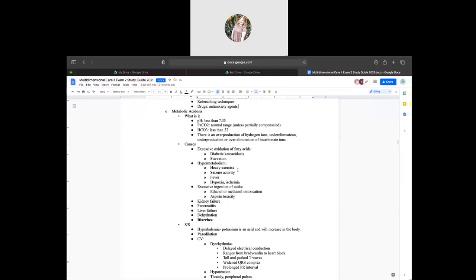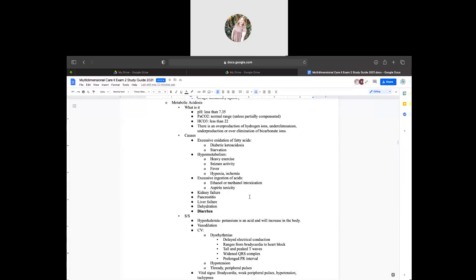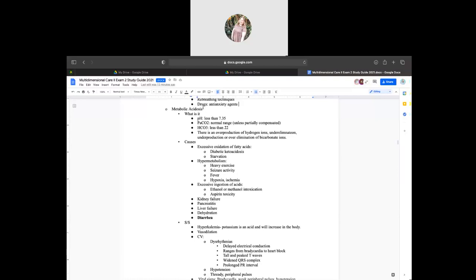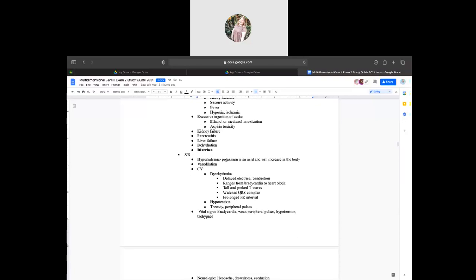It can also be caused by kidney failure, pancreatitis, liver failure, dehydration, and diarrhea, which is going to be key, because when you have excessive diarrhea, you're losing too much base. If you're losing too much base, it's going to be placing your body more into an acidic state. Remember, acidosis kind of sounds like diarrhea, meaning diarrhea can cause it. So, little hint there. That's how I remember it. It's a good way to remember it.